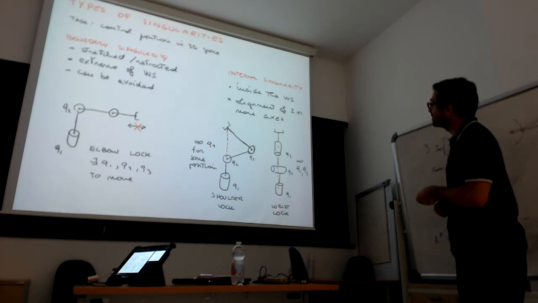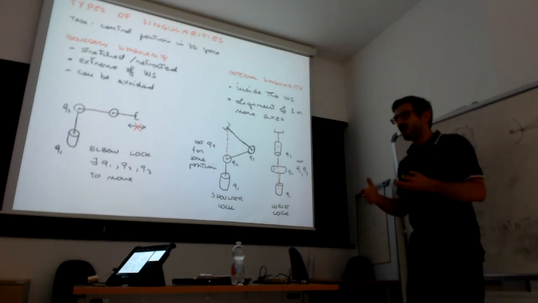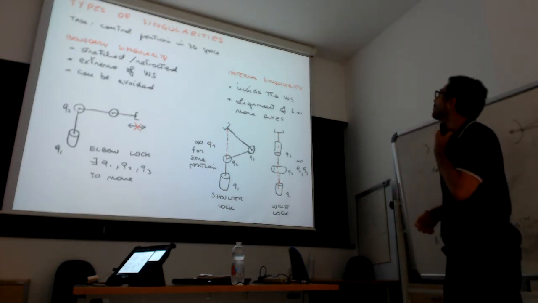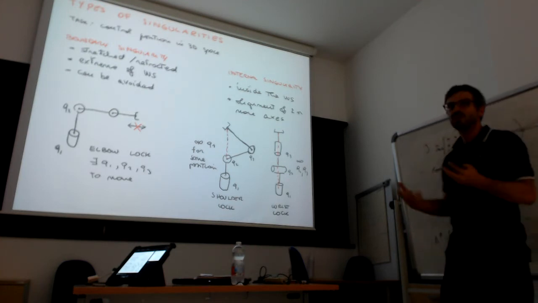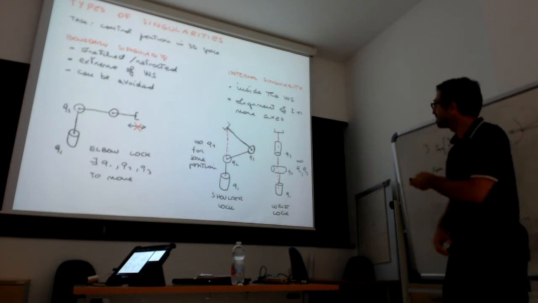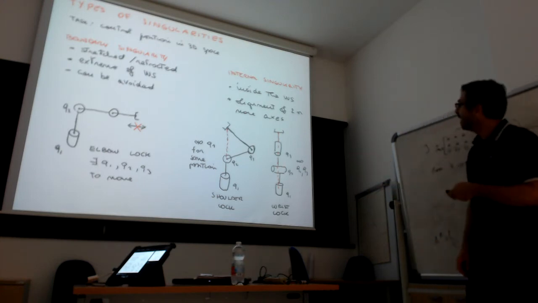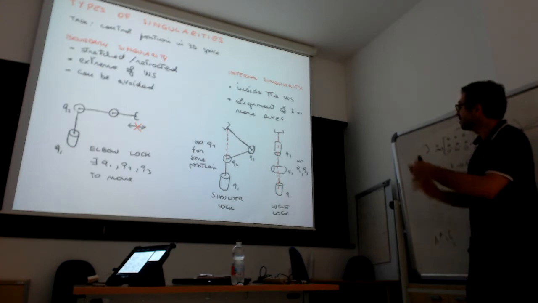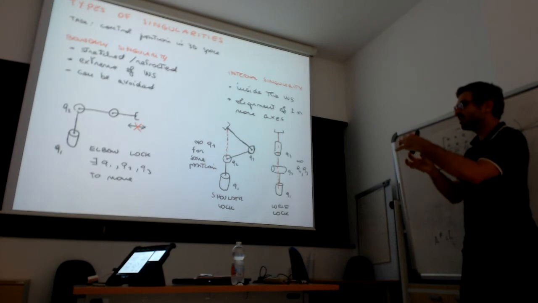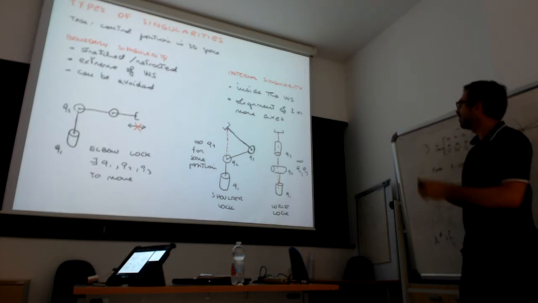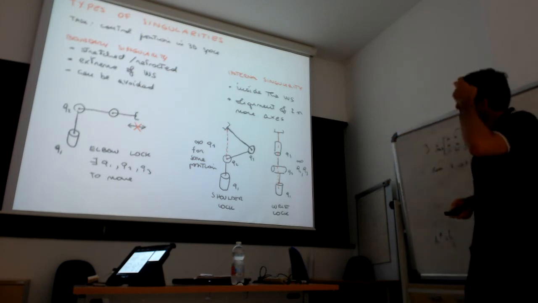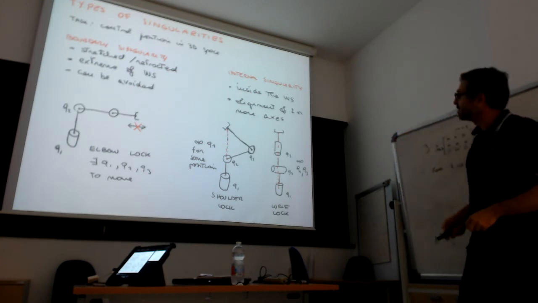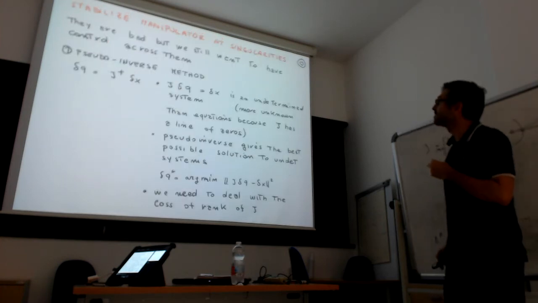Also, you can have wrist lock. It's another situation in which, for example, in a 6 or 7 degrees of freedom manipulator, you have the wrist joint with 3 rotational degrees of freedom, typically in a spherical configuration. And then you have this axis aligned to the axis of the last joint. So you can see that for the same configuration, an infinite number of combinations of Q1 and Q3 result in the same end effector configuration. So you have a singularity also in that case.